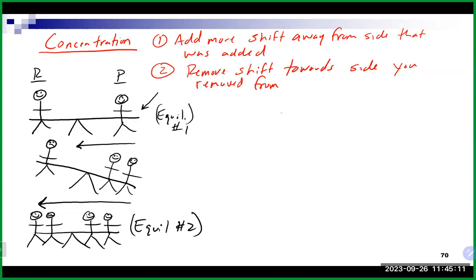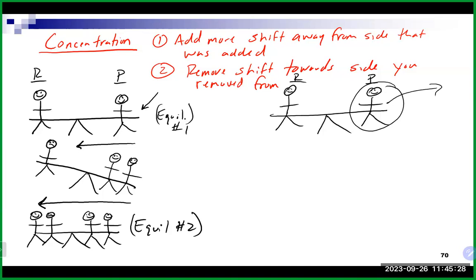Now, if we again have our equilibrium set up, and once again, the guy on the left is our reactants, the guy on the right is our products, and this guy decides, I've had enough.